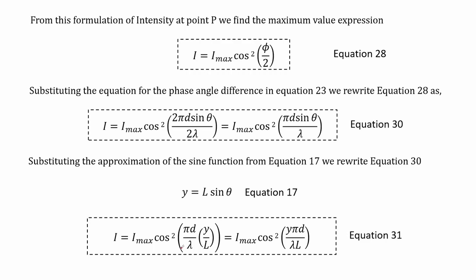From this rewritten formulation of intensity at point P shown by equation 28, we find the maximum value expression. Substituting the equation for the phase angle difference in equation 23, we rewrite equation 28 as equation 30. Substituting the approximation of the sine function from equation 17, we rewrite equation 30 and we get equation 31.